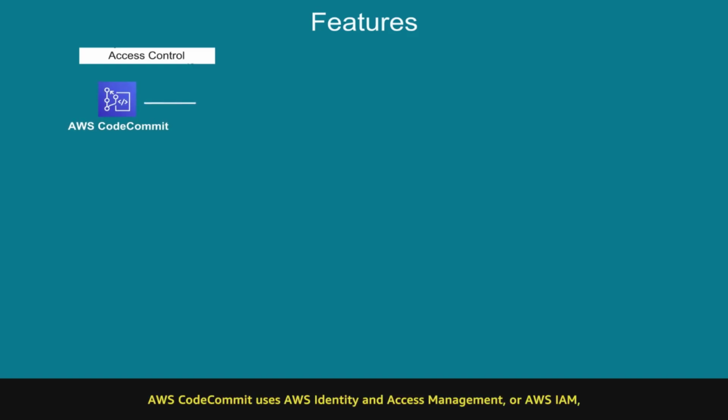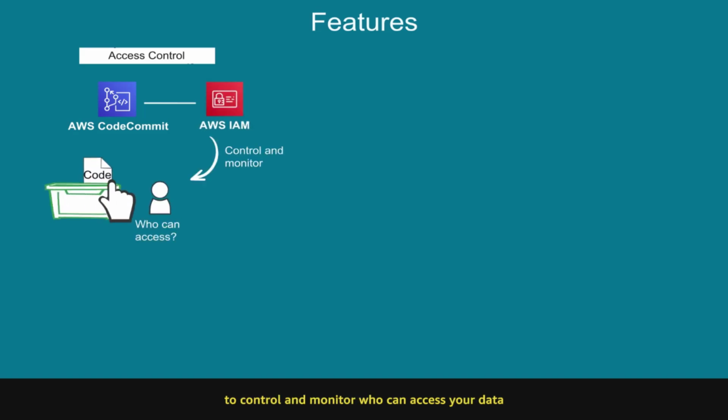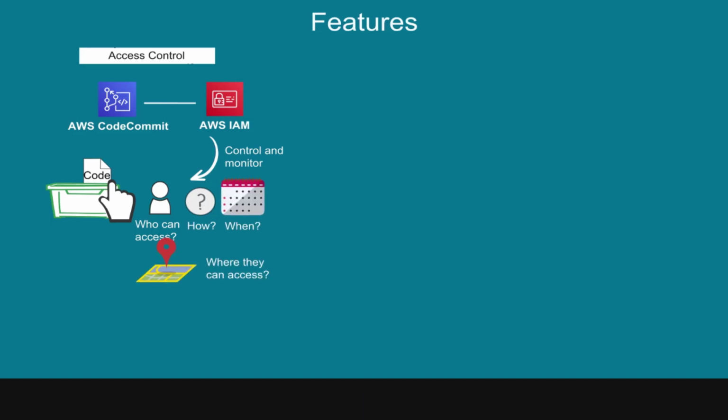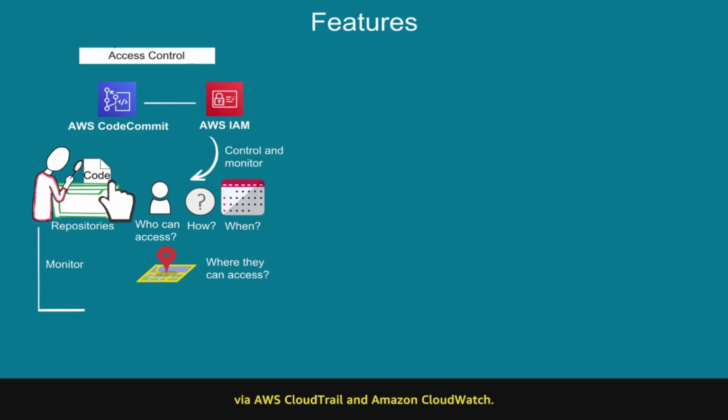Access control. AWS CodeCommit uses AWS Identity and Access Management, AWS IAM, to control and monitor who can access your data, as well as how, when, and where they can access it. CodeCommit also helps you monitor your repositories via AWS CloudTrail and Amazon CloudWatch.